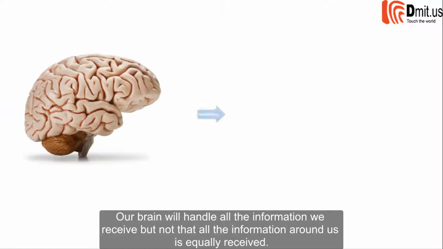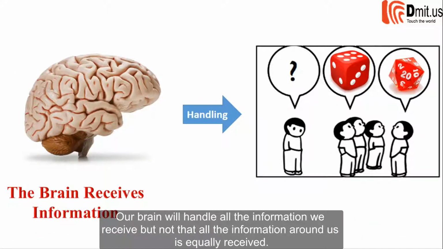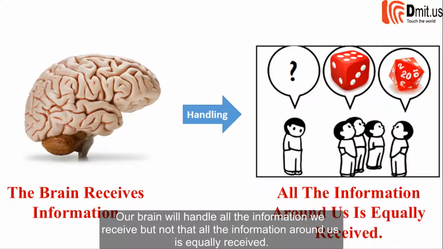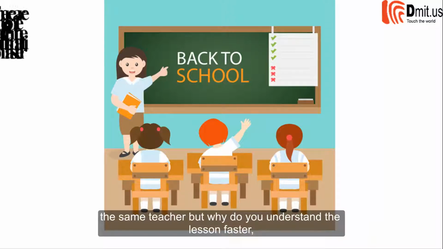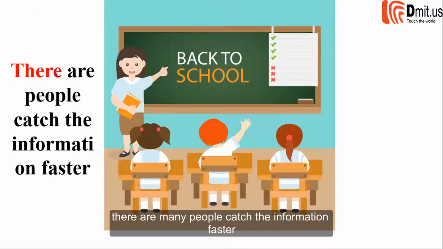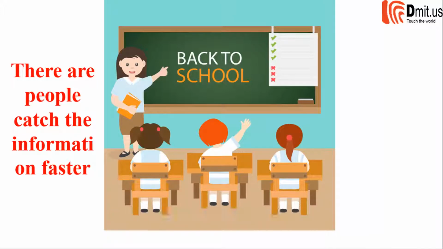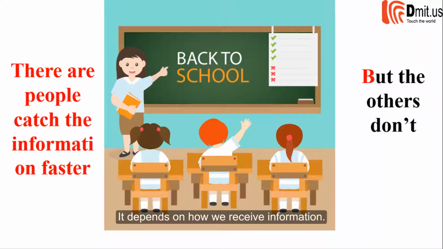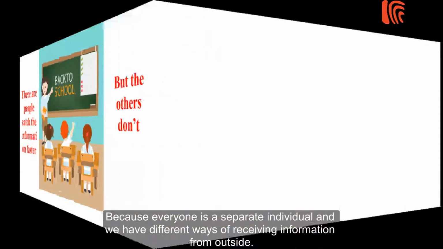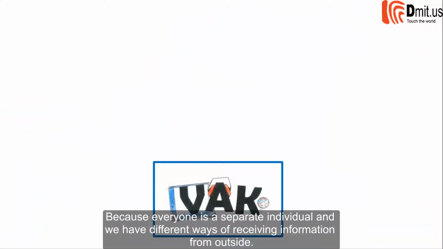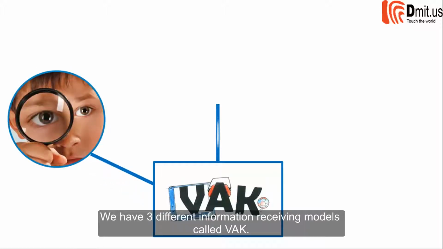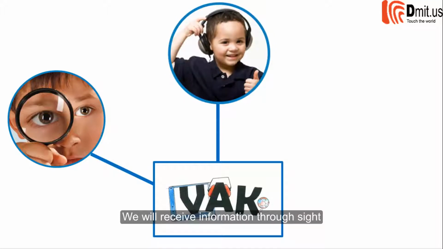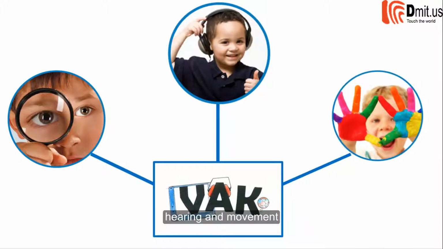Our brain will handle all the information we receive, but not all the information around us is equally received. Have you ever wondered, the same teacher, but why do you understand the lesson faster? There are many people who catch the information faster, but the others don't. It depends on how we receive information. Because everyone is a separate individual and we have different ways of receiving information from outside. We have 3 different information receiving models called VAC. We will receive information through sight, hearing and movement.